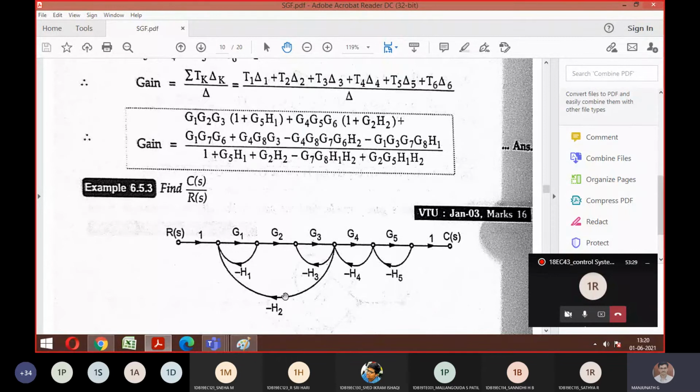So to write H2, what should you write? You should write G1, G2, G3, then H2. Correct? Loop means a closed path. Yes, sir. Starting point and ending point should be the same. So a few will take L1, L2, L3, L4, then they will take this as L5. That is also okay. Or L1, L2, L3, L4, L5, also okay.